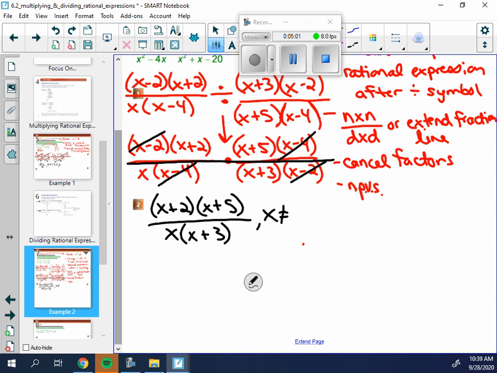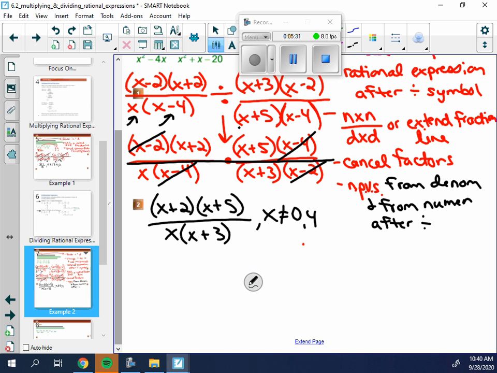Now this one's a little tricky. Non-permissible values come from the denominator and from a numerator after division. Okay, so that was a little tricky. Normally you'd look at this and you'd say, okay, my denominators were here at the beginning and here, so that would be a 0 and a 4. Here, which would be a -5, and here, which would be a 4 again, so I don't have to list 4 twice. Okay, and that looks like it should be it.